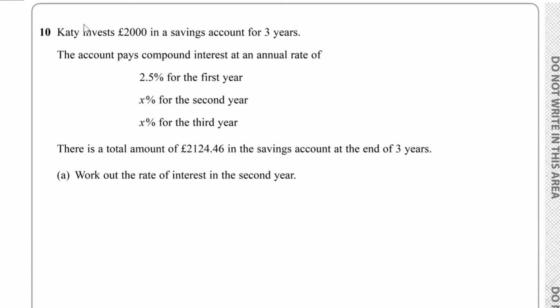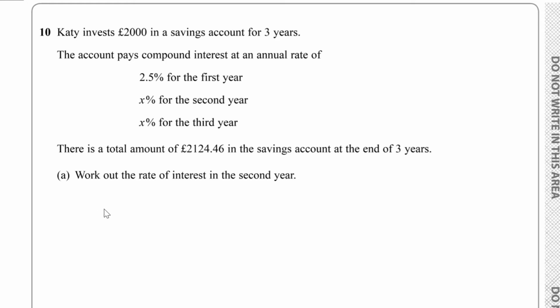Question 10. Katie invests £2,000 in a savings account for 3 years. The account pays compound interest at an annual rate of 2.5% for the first year, X% for the second year, and X% for the third year. There is a total amount of £2124.46 in the savings account at the end of 3 years. We have to work out the rate of interest in the second year.